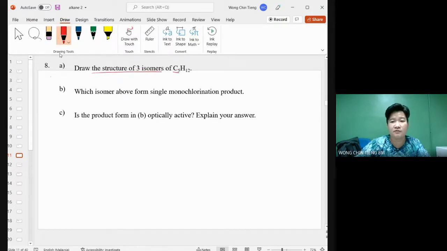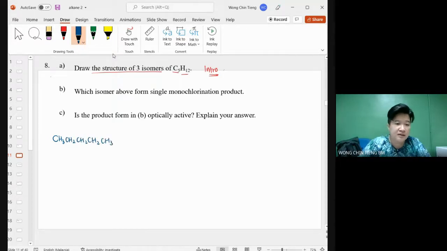Three isomers of C5H12. That is actually your introduction to organic chemistry, where we learn about isomers, possible isomers. So I will draw three of them. For the C5H12, I think the very first one should be the five carbon straight chain, your pentane, I guess.